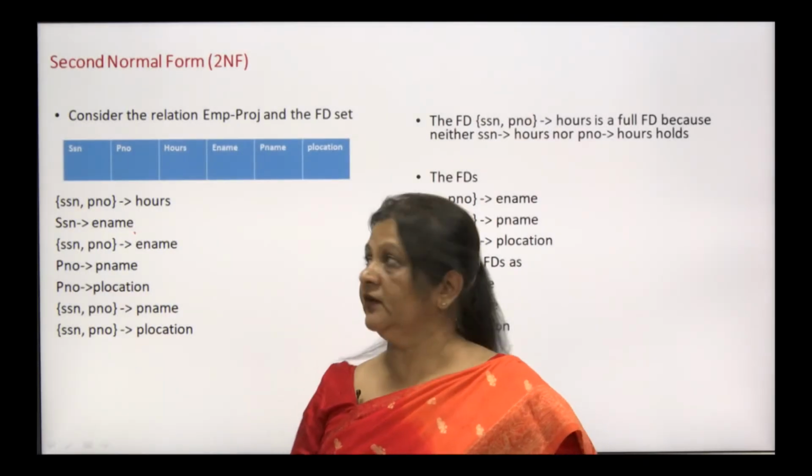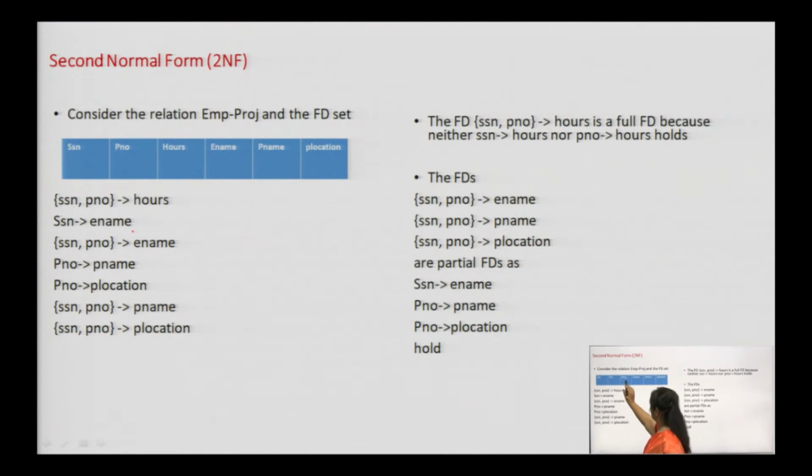Let's look at this relation, which is SSN, PNO, Rs, ename, pname and plocation, with the given set of functional dependencies. SSN PNO determines Rs, SSN determines ename, SSN PNO determines ename, PNO determines pname, PNO determines plocation, SSN PNO determines pname and SSN PNO determines plocation. Now, let us look at the dependencies one by one.